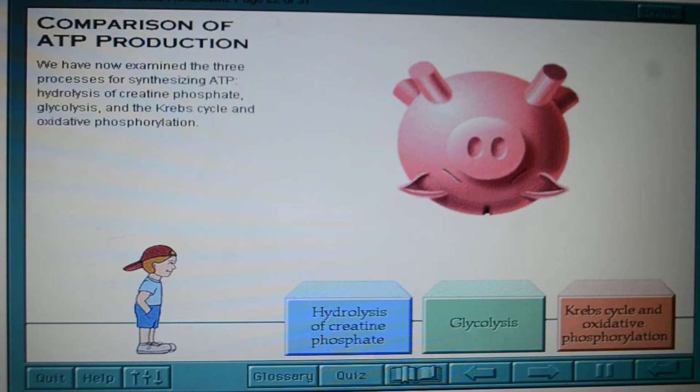We examined the three processes for synthesizing ATP: hydrolysis of creatine phosphate, glycolysis, and the Krebs cycle and oxidative phosphorylation. Which process produces the most ATP? Click each box to check your answer.